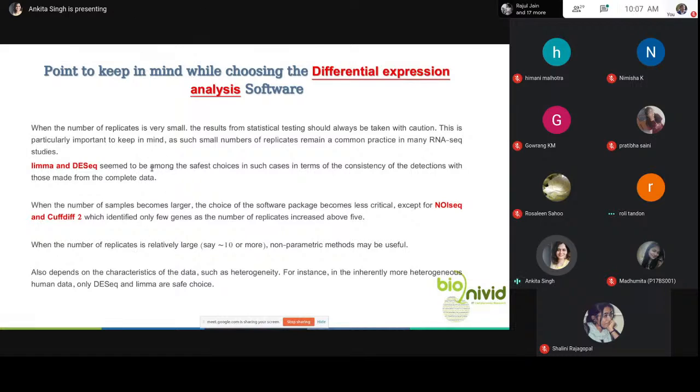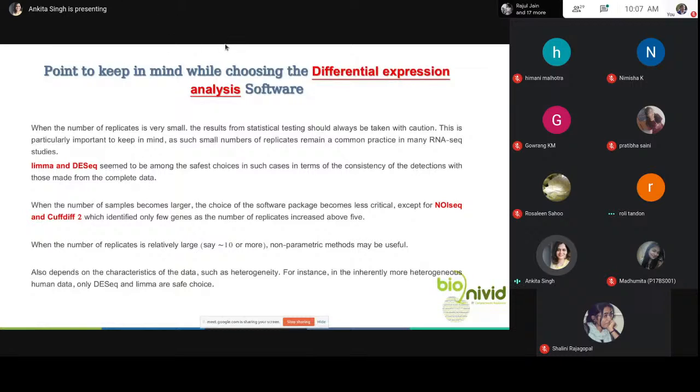So you have to take care: if your data is showing a large amount of heterogeneity, then you have to choose a tool which will address this in a good way. So here also DESeq and limma are the safe choice. I am not voting for DESeq, but publications do support that it gives better results compared to other tools. But it entirely depends upon your experiment.